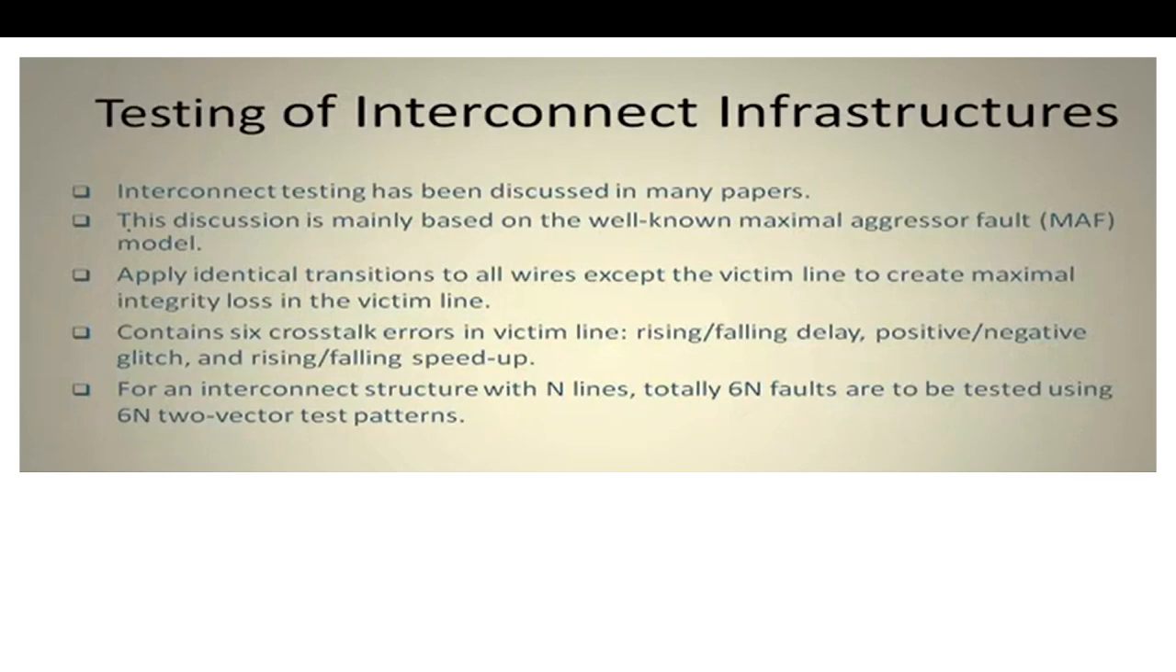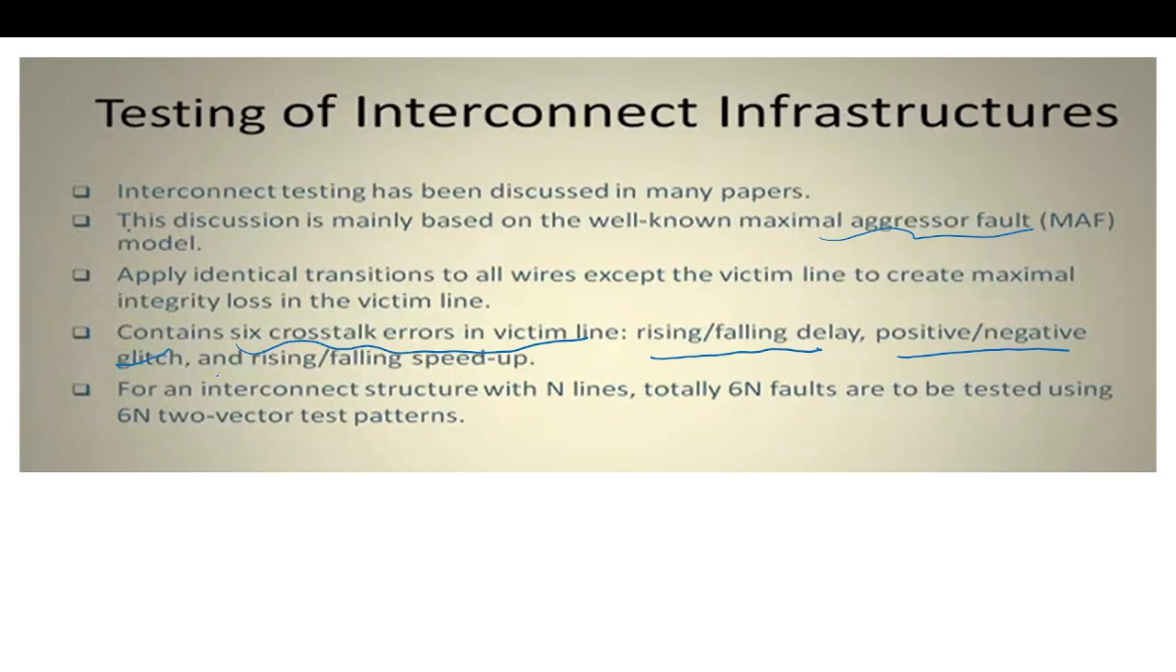Testing of interconnect infrastructure. Interconnect testing has been discussed in many papers. This discussion is mainly based on the well-known maximal aggressor fault model. Apply an identical transition to all wires except the victim line to create maximal integrity loss in the victim line. So we have 6 crosstalk errors in the victim line. They are rising and falling delay, so that we have seen, and positive or negative glitch.